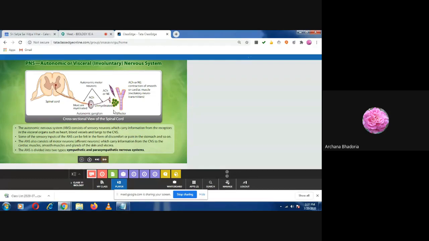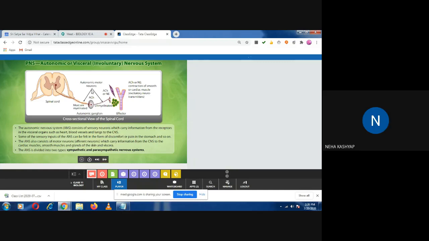Okay, and this one they are showing the glands of the skin. Now, ANS is divided into sympathetic and parasympathetic nervous system. Understood this much? The visceral nervous system. What is the visceral nervous system? Neha, can you repeat? What is visceral nervous system? Ma'am, visceral nervous system is the involuntary one which we cannot control on our own.